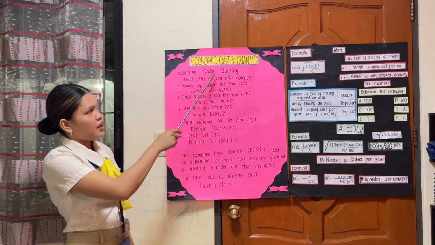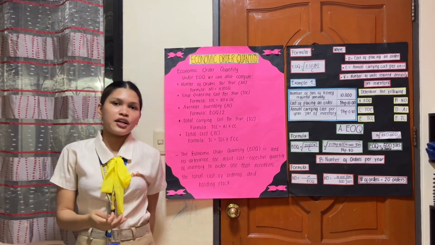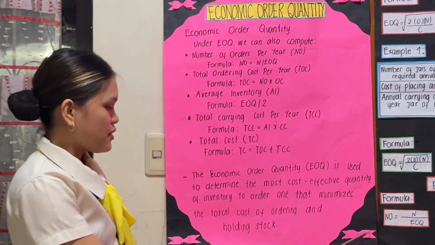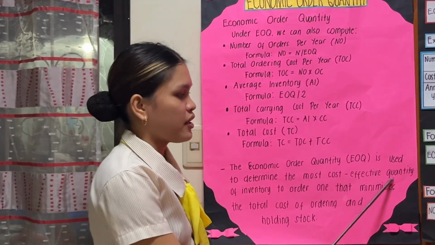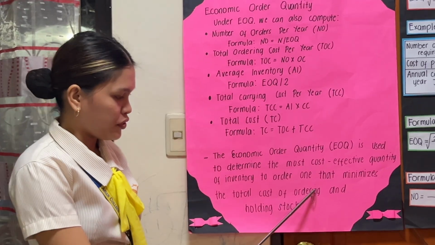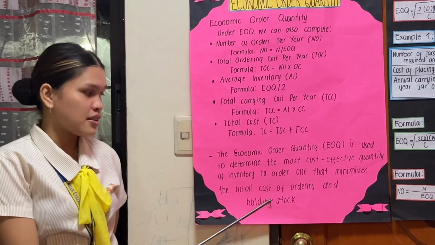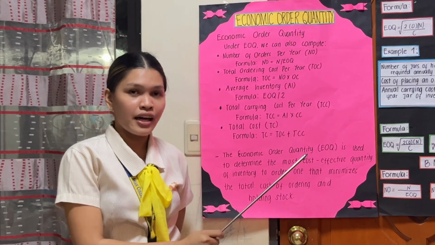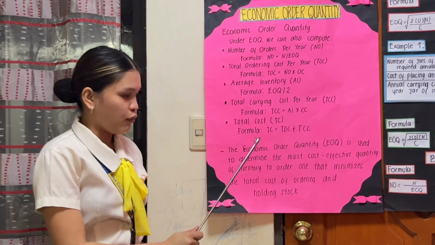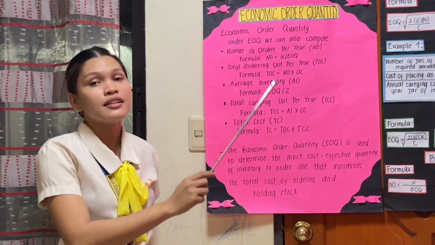Next is the economic order quantity. What is economic order quantity? The economic order quantity or EOQ is used to determine the most cost-effective quantity of inventory to order, one that minimizes the total cost of ordering and holding stock. So this means EOQ helps businesses decide on how much to order or when to order so they can save money and avoid overstocking and shortage.